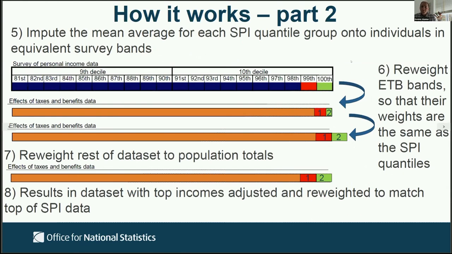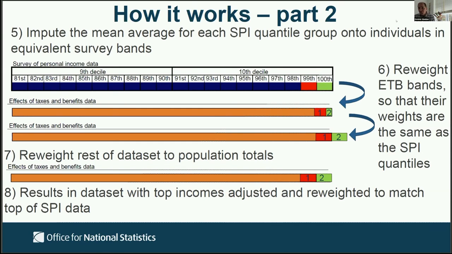Yeah. So then the next step is to impute the mean average for each SPI quantile group onto individuals in the ETB. So effectively on our survey data, we throw away the information that these people tell us about their incomes and replace everyone within that band with the same mean income that's reported on the SPI. And then we increase the weights of the people in each of those groups so that the total sum of weights within each quantile group is equivalent to that on the Survey of Personal Incomes.